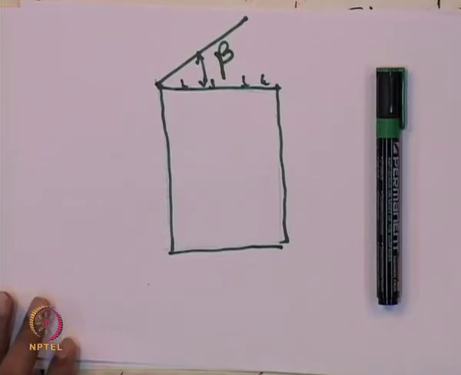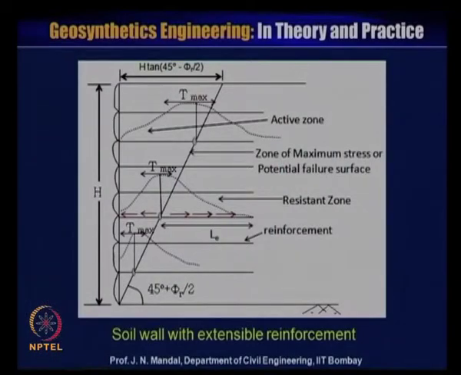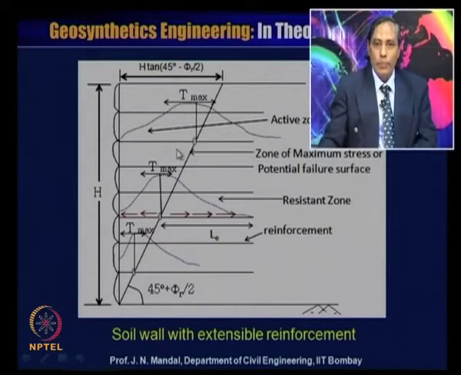Now, if it is an extensible reinforcement, that means if it is a polymer material, you can see here that the failure zone is linear, and this is the zone of maximum stress, or the potential failure surface. Same, this is the active zone, this is the restraint zone, and this is the reinforcement, making an angle of 45 degree plus phi r by 2.